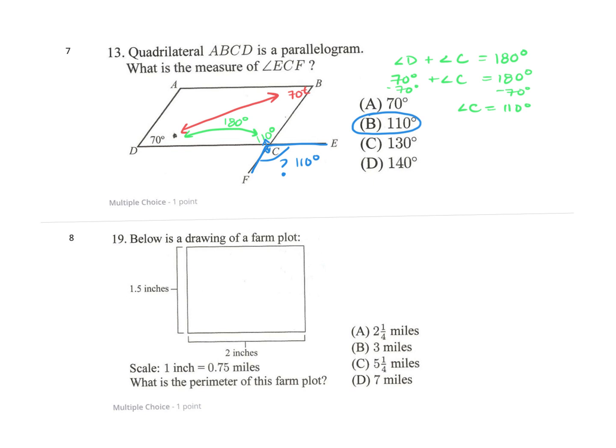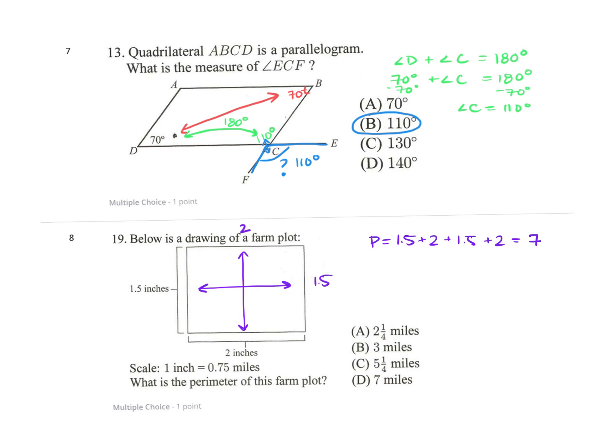Last one for this video, it says below is a drawing of a farm plot, and we have a scale that 1 inch is 0.75 miles. We want to know what is the perimeter of the farm plot. Well, first I'm going to find the perimeter on the scale drawing. So 1.5 for both of these vertical sides across from each other in a rectangle. Those sides should be congruent. And then the horizontal sides, the top and the bottom, are each 2 inches. So the perimeter would be the total of those 4 sides. So I'm going to take 1.5 plus 2 plus 1.5 plus 2. It's going to give me 3.5 plus 3.5. That's going to give me a total of 7 inches.